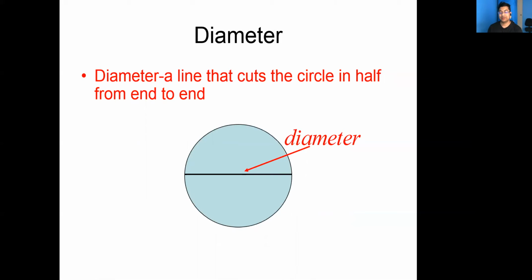The diameter is the whole length. So if we double the radius, we have got the diameter. So a diameter is basically a line that cuts the circle in half from end to end. So if you cut something along the diameter, you will get two half circles.